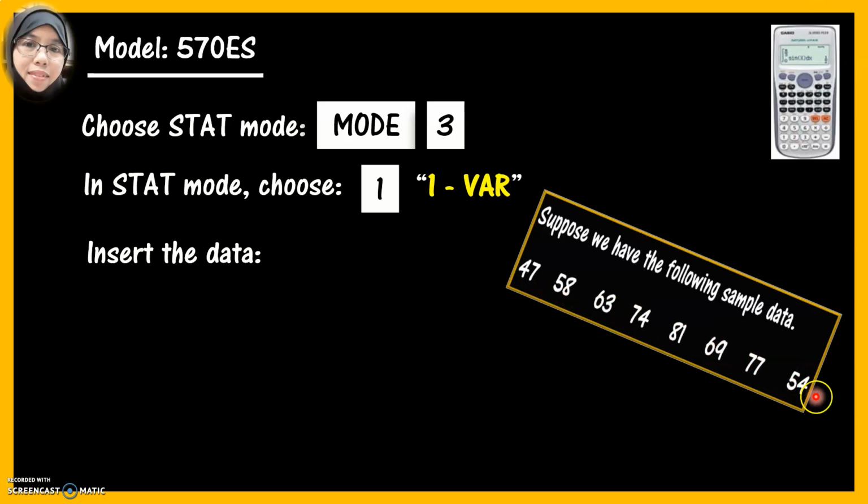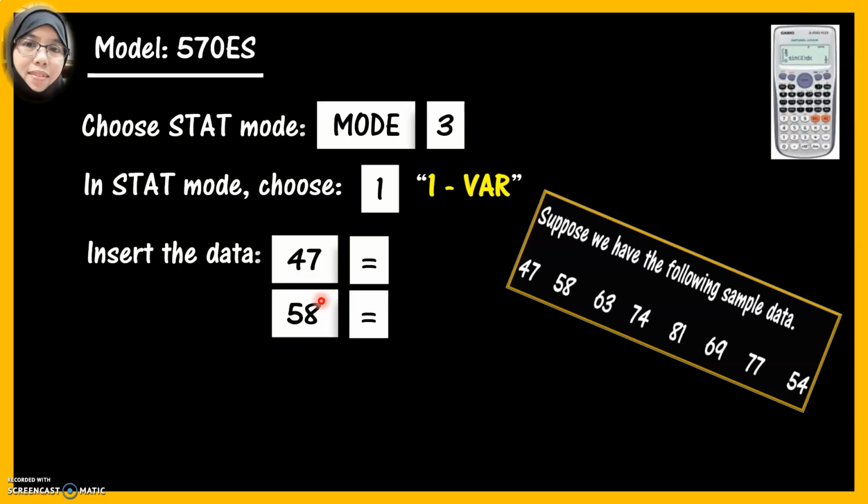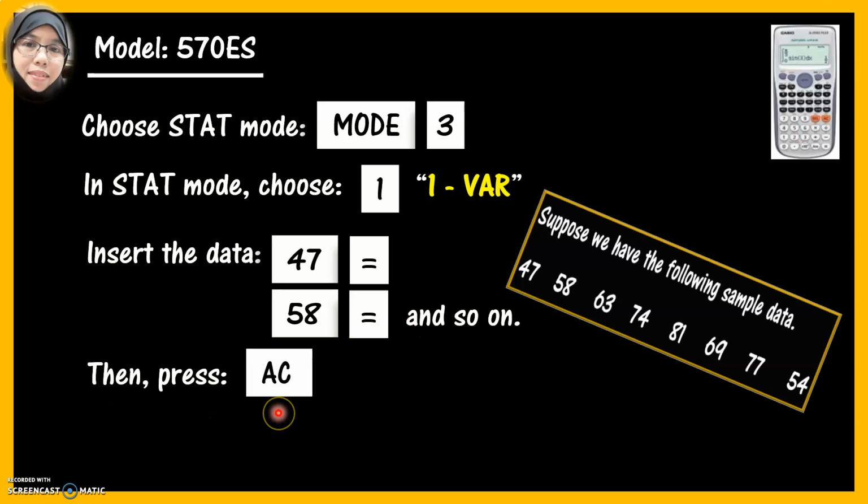Suppose you have the same dataset here, which are the sample dataset. So you just press 47 equal to, and so on. So once you insert all the data points, what you need to do is just to press AC. You are still in the stat mode.